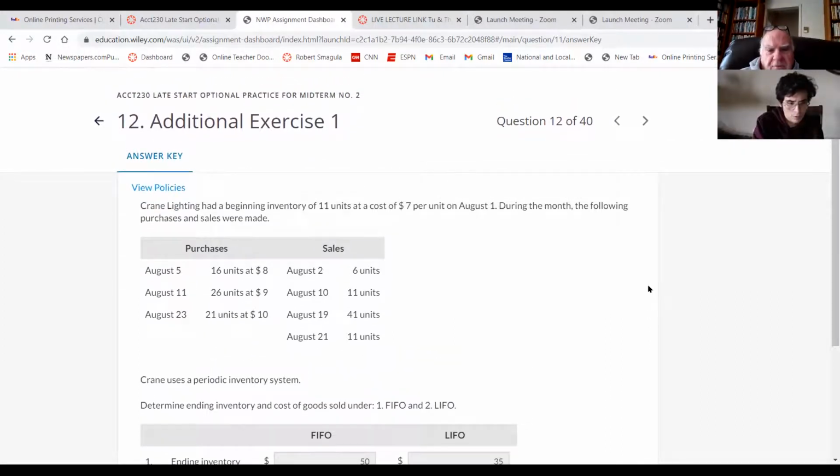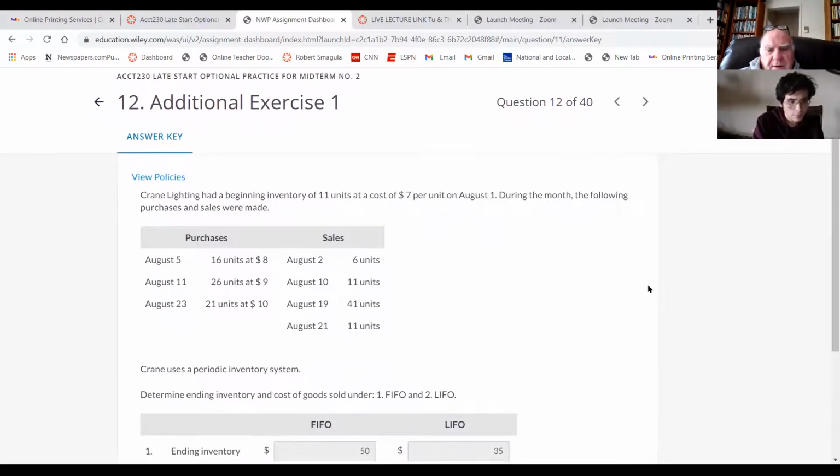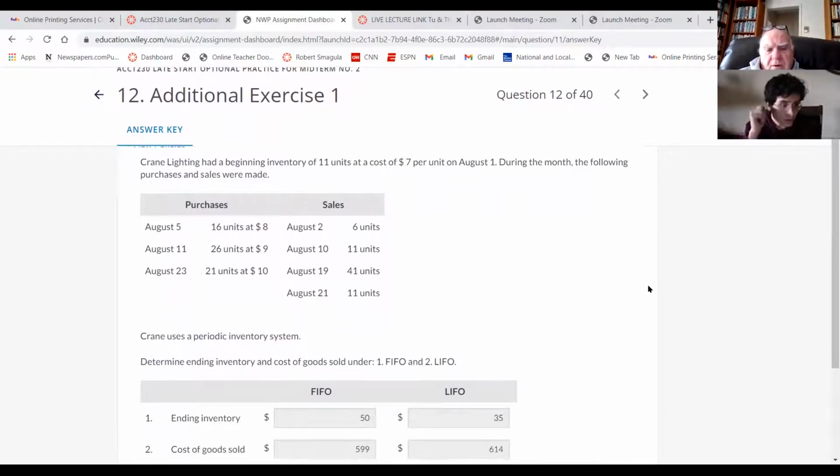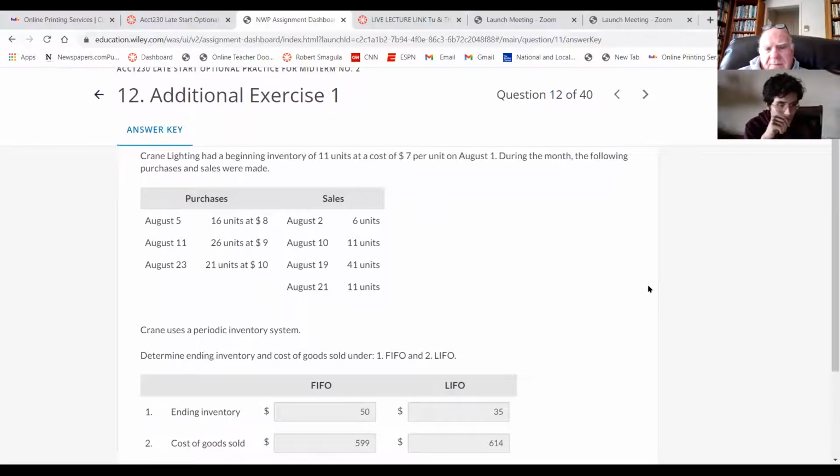Okay, here's a LIFO FIFO problem, okay? Now hang in there with me here. This one's a super easy one once you read it, okay? They had a beginning inventory of 11, and then it was at $7 each. Then they bought some at 8, 9, and 10, right, Miguel? Let's add up the number that they bought, first of all, okay? They bought 11 plus 16 plus 26 plus 21. That comes to 99, right?